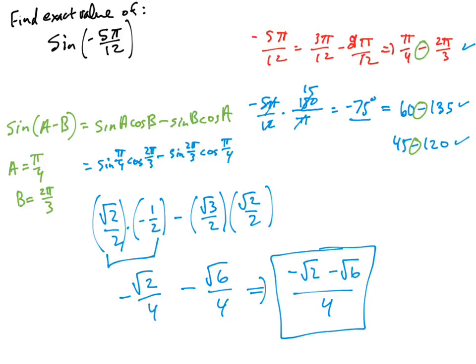So this question, as with the previous question, we can check this on a calculator. If we were to type in sine of negative 5 pi over 12 in radian mode, because that angle is in radians, we're going to get a decimal approximation, and that decimal approximation is about negative 0.9659, and if we type in this fraction, we're going to get the same decimal approximation. So that tells us our work is in the right place.